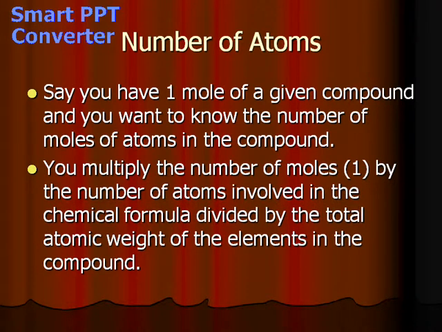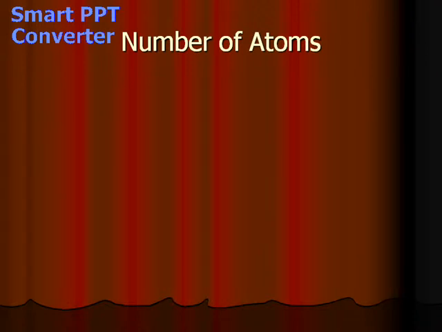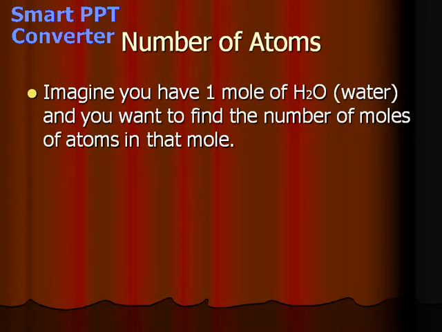To find the number of moles of the atoms, you multiply the number of moles, let's say 1, by the number of atoms involved in the chemical formula, divided by the total atomic weight of the elements in the compound. Imagine you got 1 mole of H2O, and might I remind you that it is water, and you want to find the number of moles of atoms in that mole.